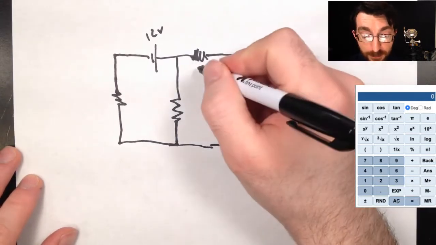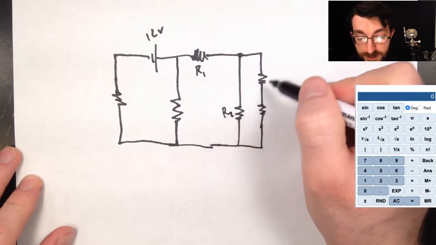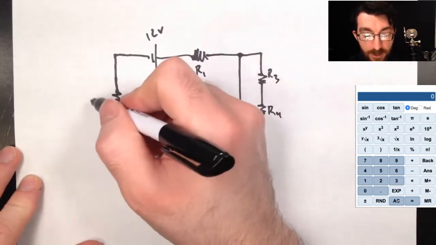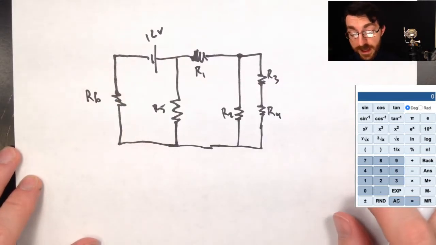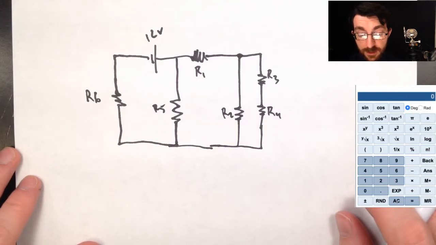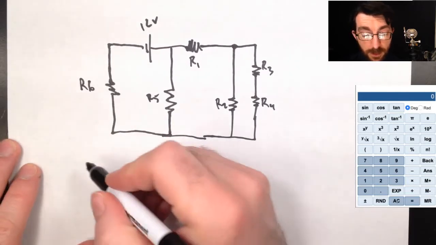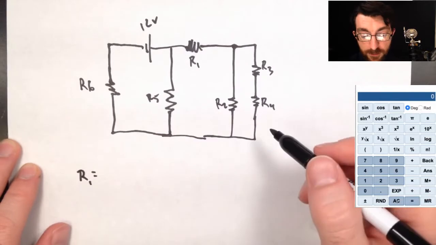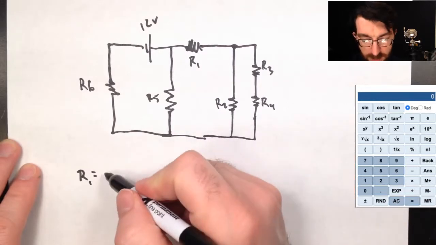So here goes. This will be resistor 1. Resistor 2, resistor 3, and resistor 4. This can be resistor 5, and this can be resistor 6. Let's go ahead and give some values to those. Let me see if I can make this up to make it slightly less awful. Resistor 1 can have a resistance of 2,000.